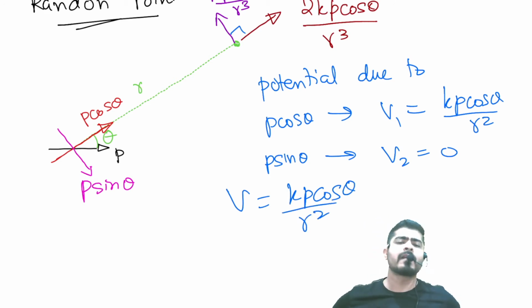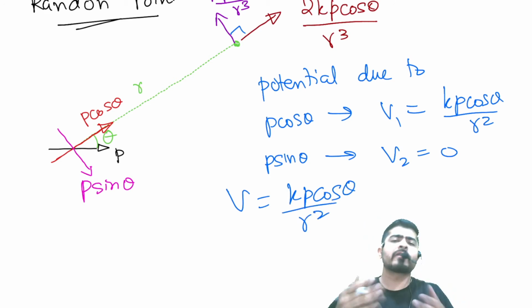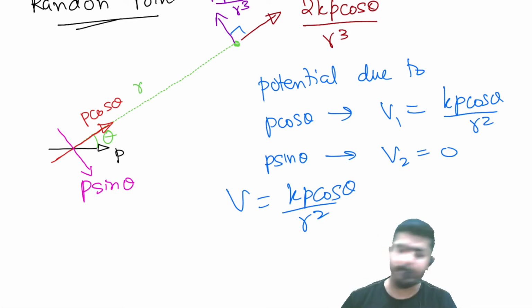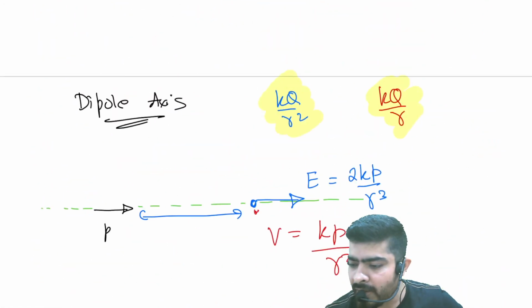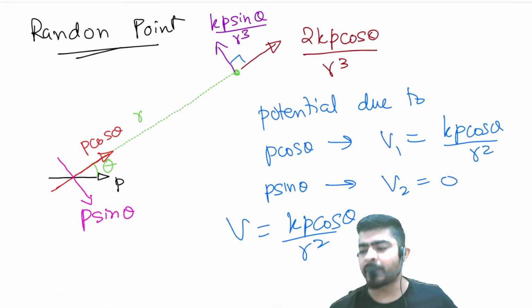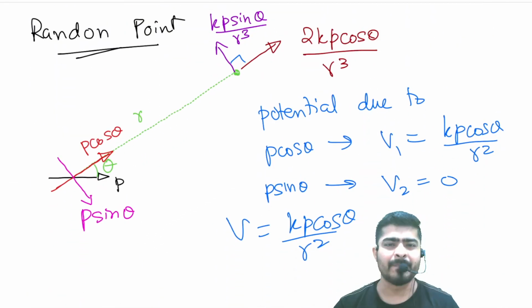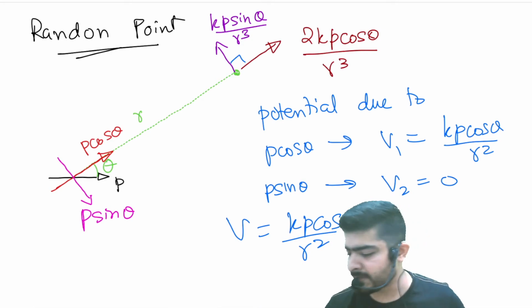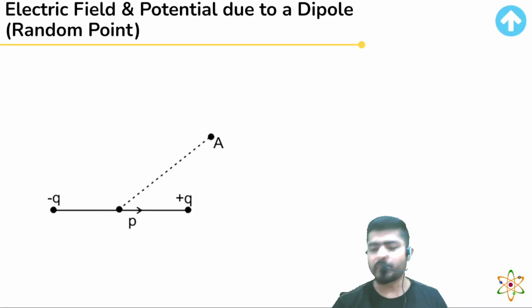Simple. So the formula is very easy to derive. You don't even need to remember this formula. You just need to remember the formula for axis and equator. Then deriving the formula for random point is easy. Okay, so that's it. This is how we solve the problems related to dipole.